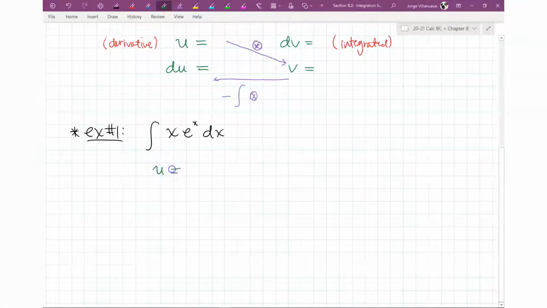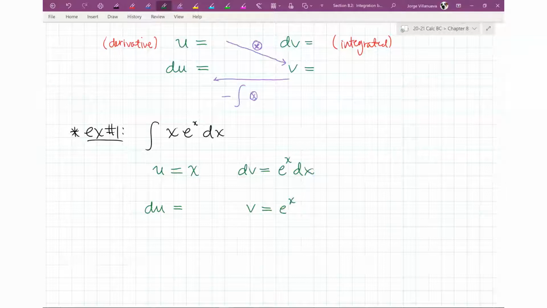U, dv, du and v. I'm going to let u equal x. I'm going to let dv equal e to the x dx. Now notice the integral of e to the x is easy, right? That's just e to the x. Now I know it's e to the x plus c, but don't put the plus c, okay? Because we're still not done integrating, so we don't have to put the plus c there.